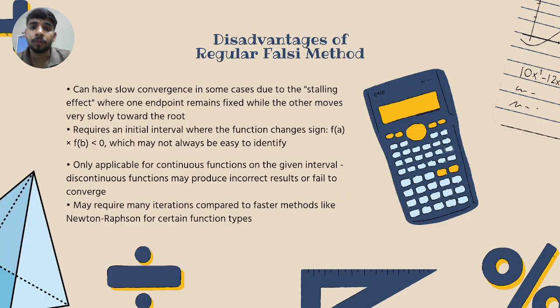Now, there are some low points about the regular-falsi method. It can have slow convergence in some cases due to the stalling effect, where one endpoint remains fixed while the other moves very slowly towards the root. It requires an initial interval where the function changes sign, f(a) times f(b) less than 0, which may not always be easy to identify. It is only applicable for continuous functions on the given interval. Discontinuous functions may produce incorrect results or fail to converge. It may require many iterations compared to faster methods like Newton-Raphson for certain function types.